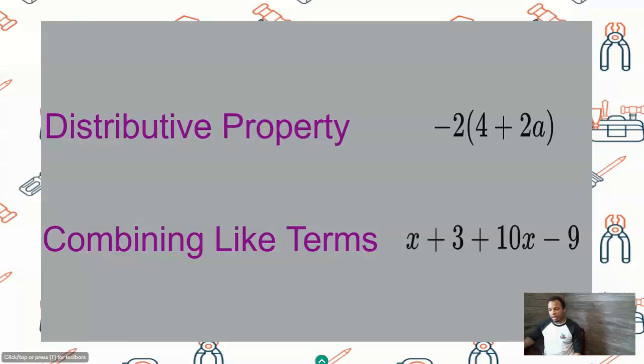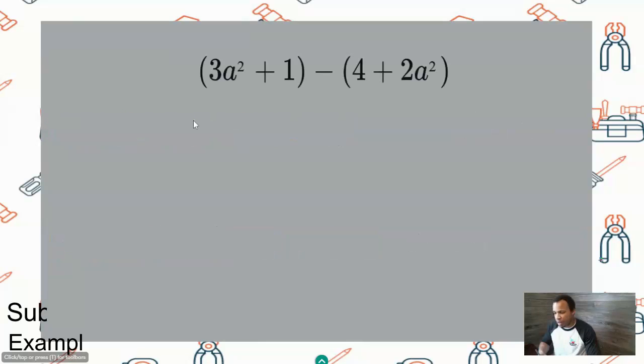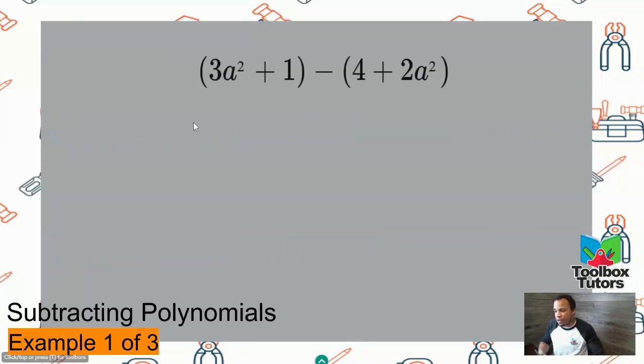In order to subtract polynomials, you need 2 tools. You need to understand the distributive property and understand combining like terms. If you don't understand either one of these concepts, I'll leave a link to these videos that we have in the description below. So for this example, we'll be subtracting 4 plus 2a squared from 3a squared plus 1.